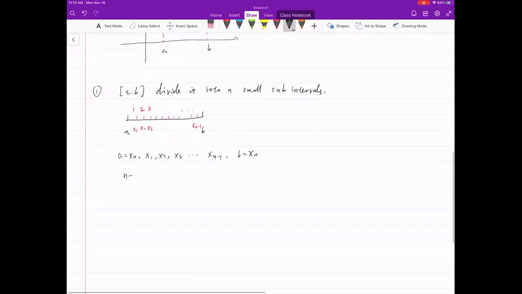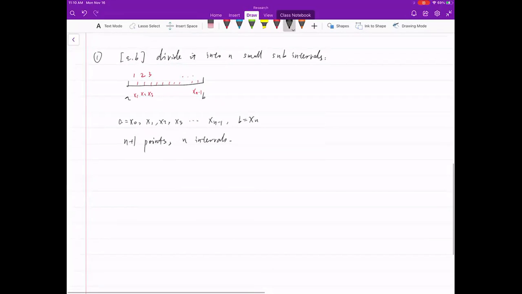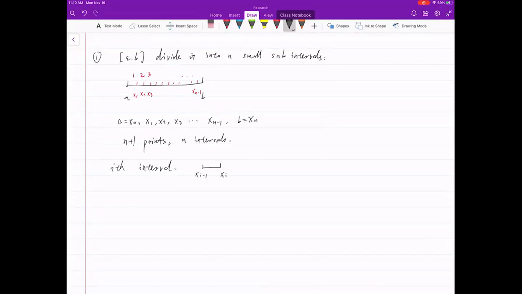In this way, you have n plus 1 points corresponding to n intervals. The ith interval is going to be xi minus 1 to xi. For example, the second interval is x1, x2. The third interval is x2, x3, and so on. So this is just a notation.